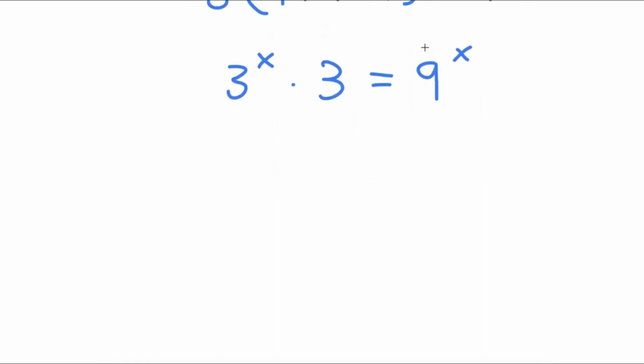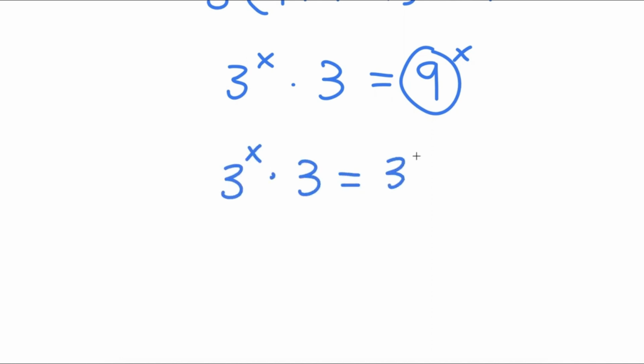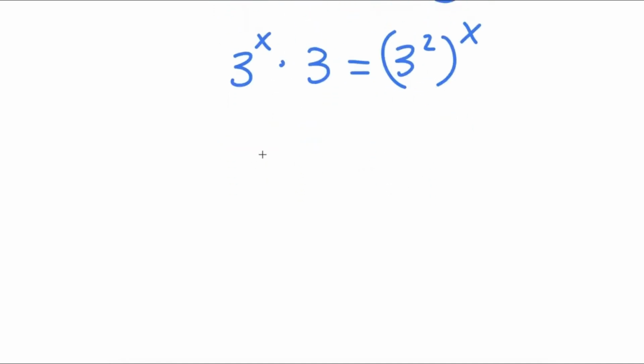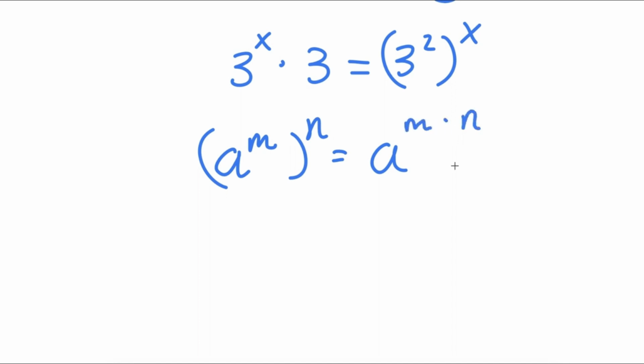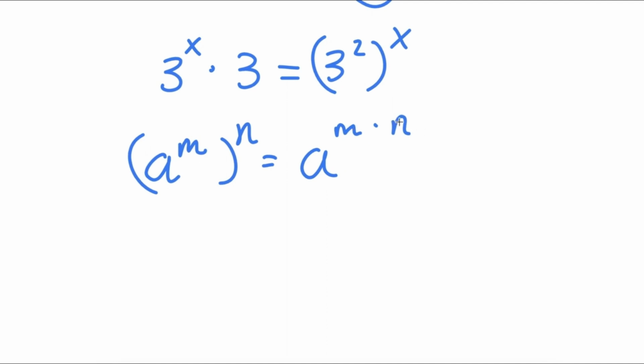Now, 9 here is the same thing as 3 squared. So now I have 3 to the power of x times 3 is equal to (3 squared) to the power of x. And if I have something in the form (a to the power of m) to the power of n, this is the same thing as a to the power of m times n. And m and n, well, I can change the place of these two. So this is the same thing as a to the power of n times m.